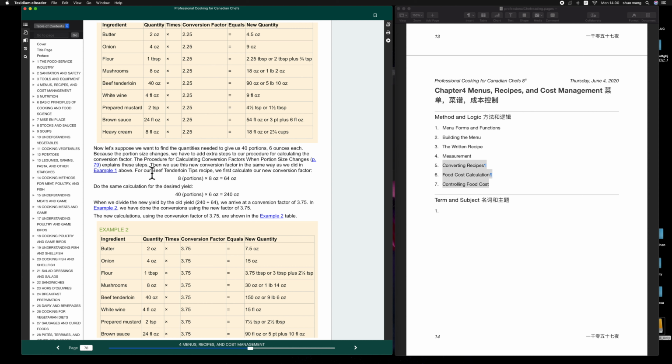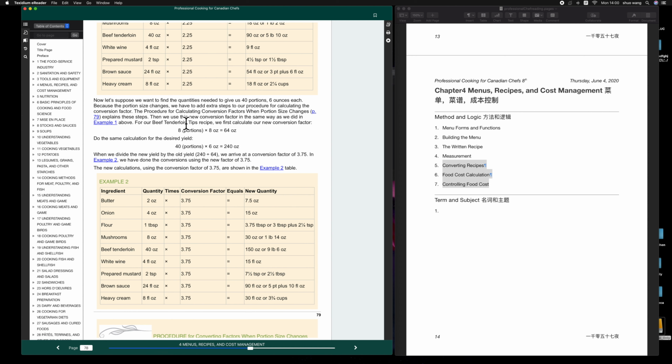ounces each. Because the portion size changes, we have to add extra steps to our procedure for calculating the conversion factor. The procedure for calculating conversion factors when portion size changes explains these steps. Then we use this new conversion factor in the same way as we did in example 1 above.